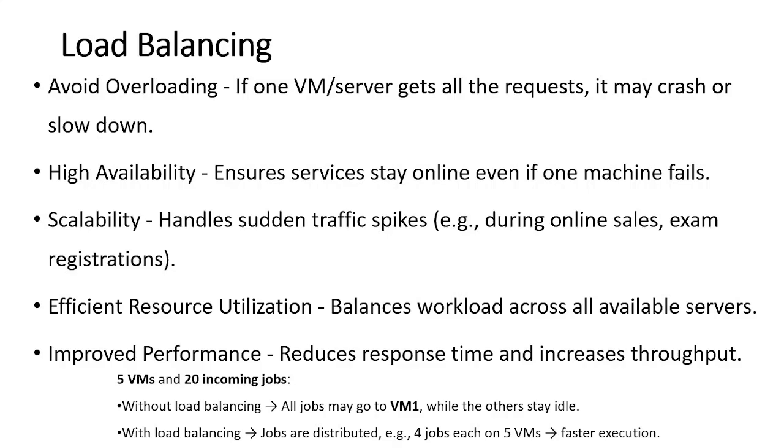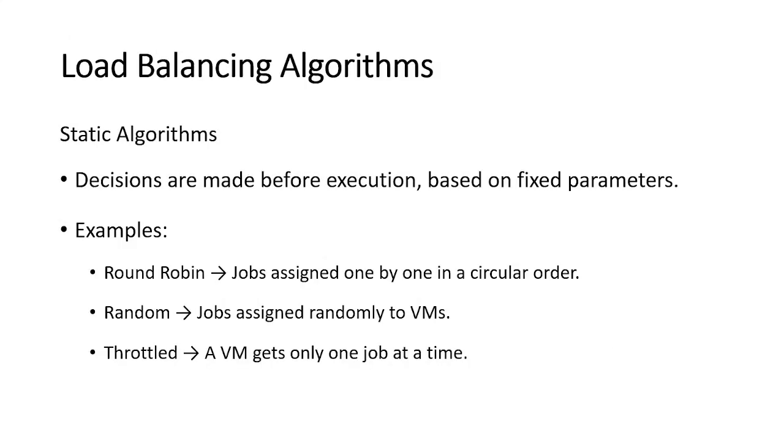For example, consider 5 virtual machines and 20 incoming jobs. Without applying load balancing, all the jobs may go to one virtual machine while the others stay idle. When adopting load balancing, the jobs are distributed equally, for example, 4 jobs on each virtual machine. So this may yield faster execution. We can increase the throughput. We can have immediate responses quickly.